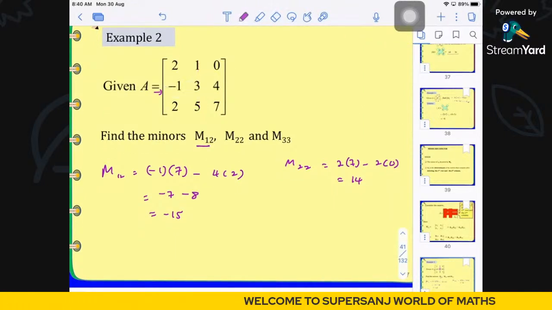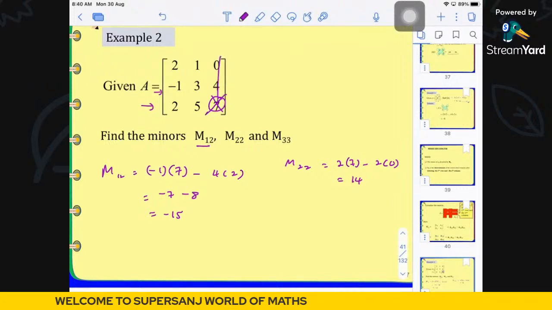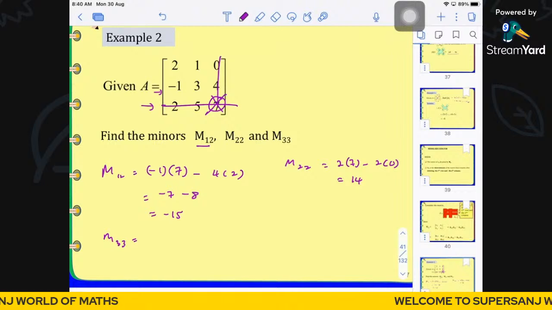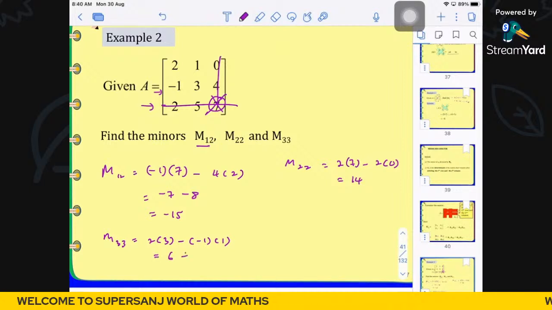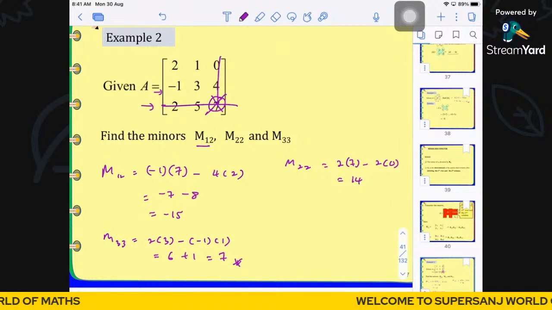Okay, let's cancel off. Third row, third column. So here, cancel off. So this is what we cancel. So M33 over there is just going to be 2 times 3 minus negative 1 times 1. So I get 6 minus minus 1 plus 1, which is 7. So now you can tell me already the minor is there already.